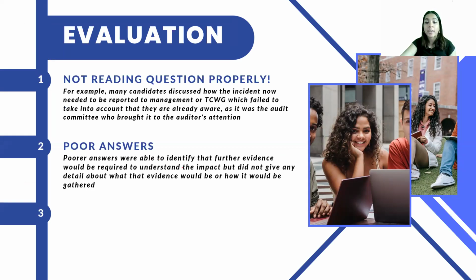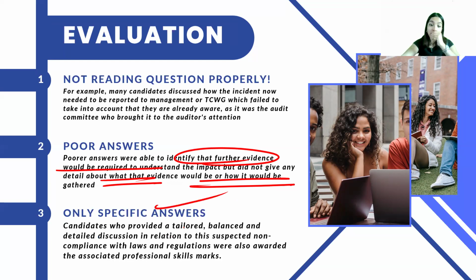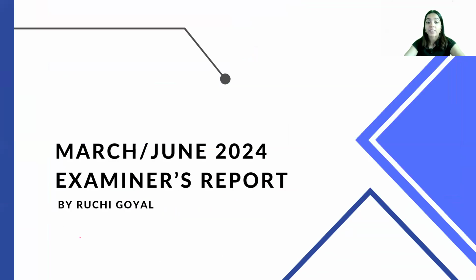Poor answers were able to identify that further evidence would be required. Now again, a general statement. Which evidence are you talking about? How would you obtain that evidence? Nothing has been written as to how and what evidence. They simply wrote further evidence, which is very, very wrong. Only specific answers fetched marks: all those which were tailored, balanced, and had a detailed discussion. Otherwise, it did not fetch any marks.